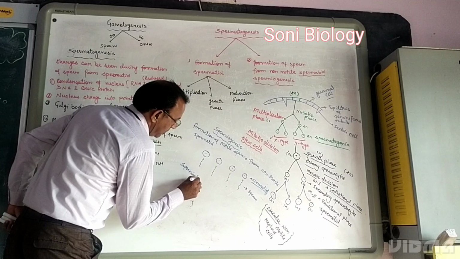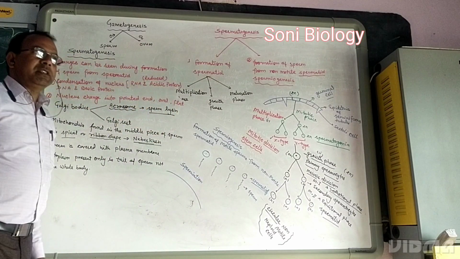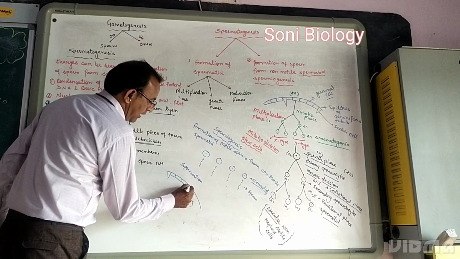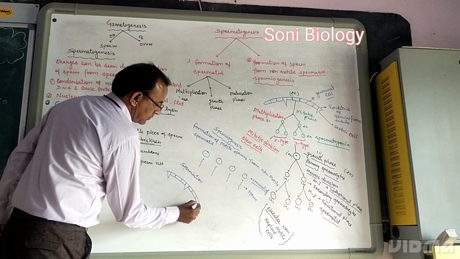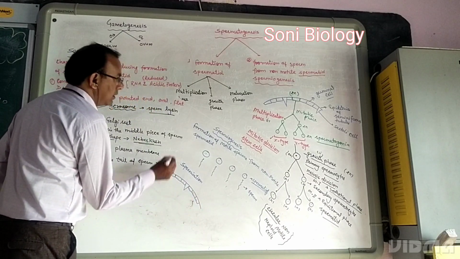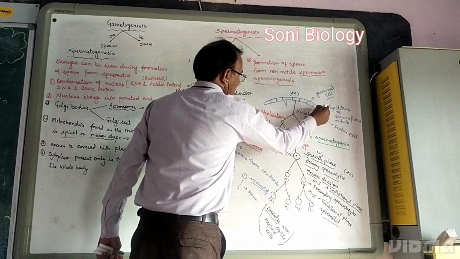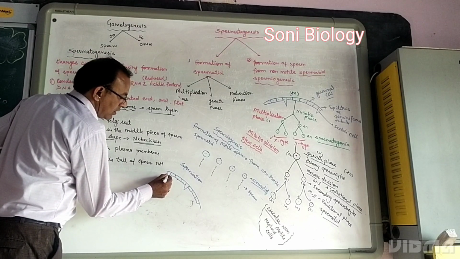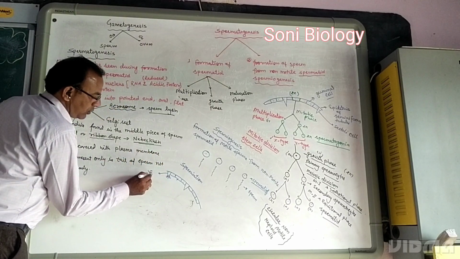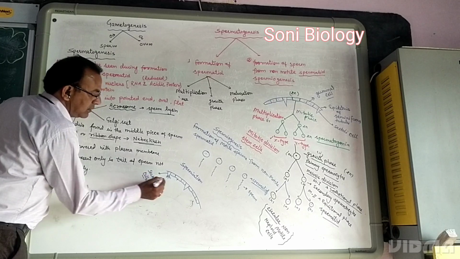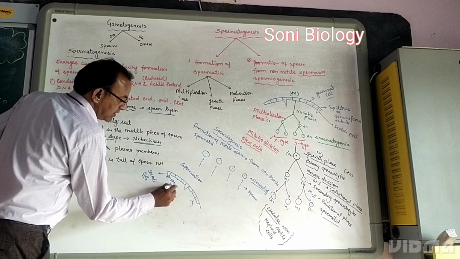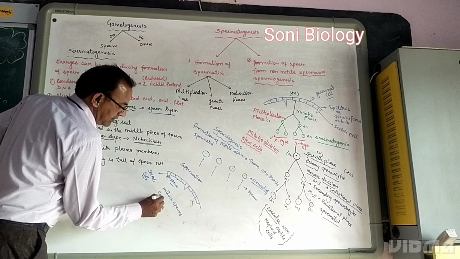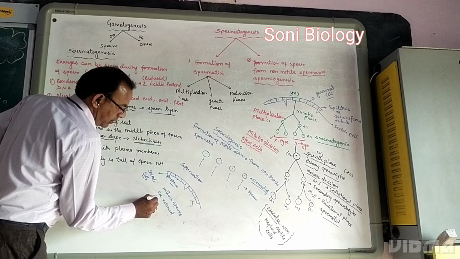Listen, one more term is spermiation. As we have seen, this is the epithelium of the seminiferous tubules, and in the seminiferous tubules there are two types of cells: ovoidal germinal cells and conical Sertoli cells. Germinal cells produce sperms, and these sperms remain attached to the Sertoli cell. These are the sperms attached with the Sertoli cell.